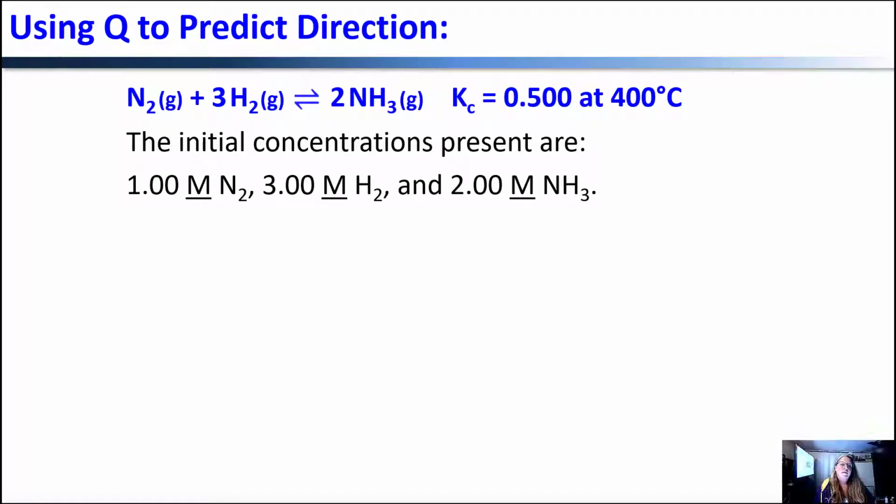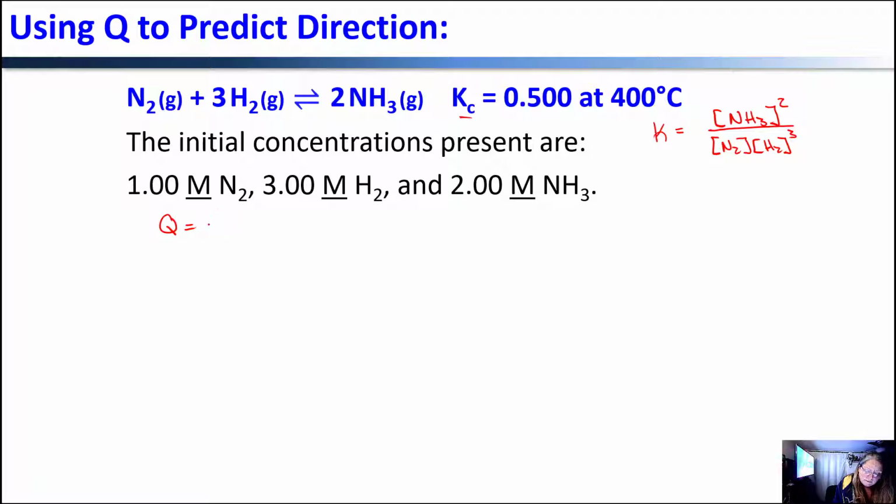There we go. So this is the exact same quantities. Now, my K expression, what would that look like? K is going to equal my ammonia squared divided by my N2 and my hydrogen gas cubed. So Q is going to equal exactly that, right? And we know what our value is. We have our equilibrium constant value is 0.5. So what do we have here?